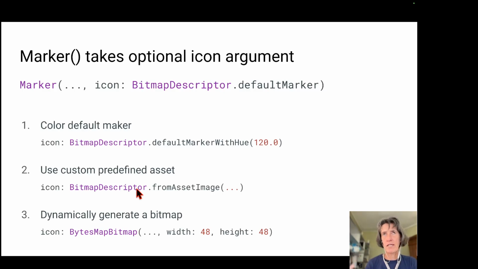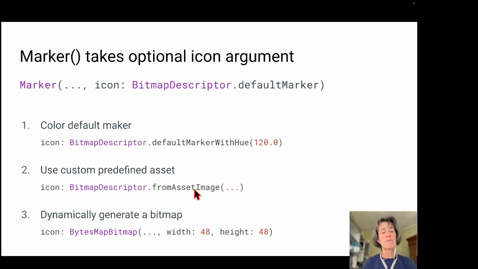You can upload pictures, photos, graphics, whatever you choose. But they have to be uploaded during build time. So they have to be part of your build system. That also means you can only have so many different pins and colors. They all have to be pre-generated. And then they can be added to your marker in this form from asset image.